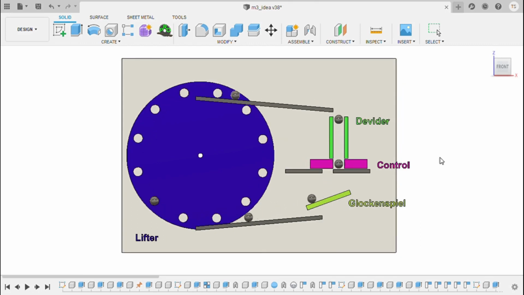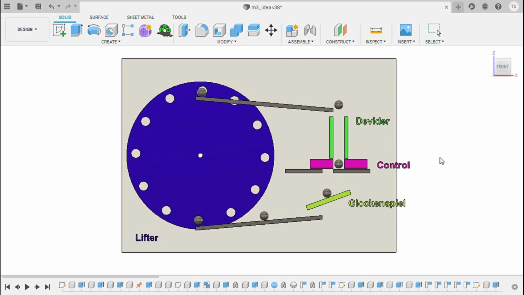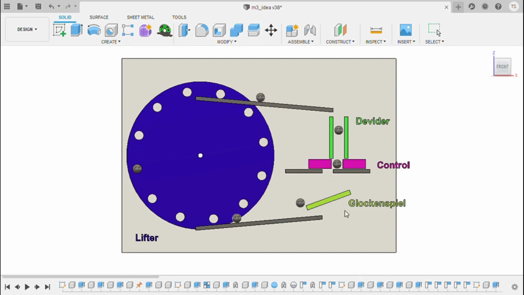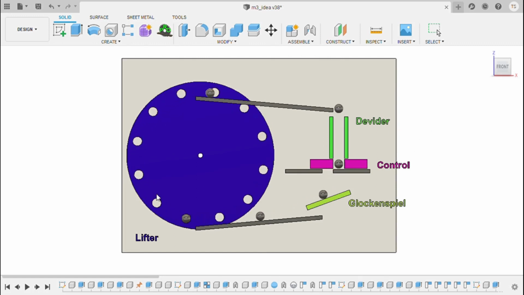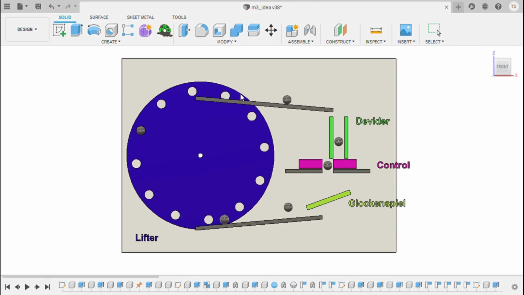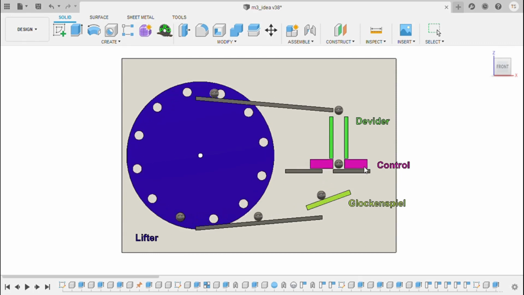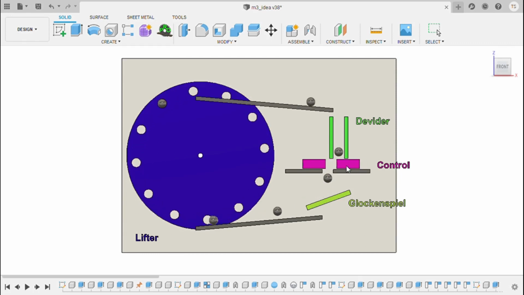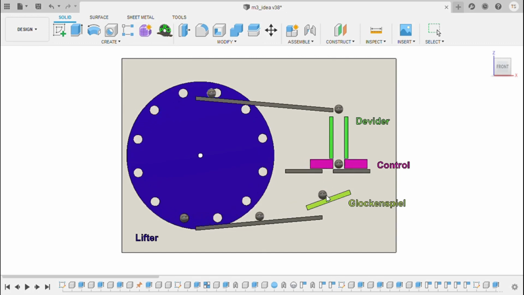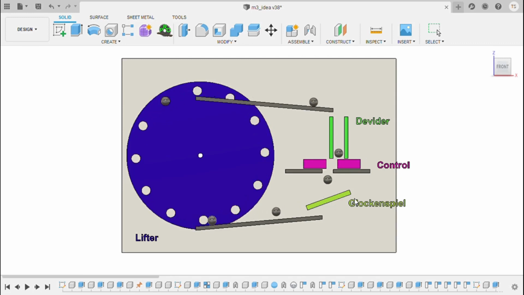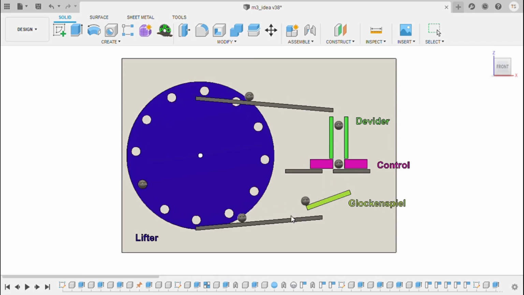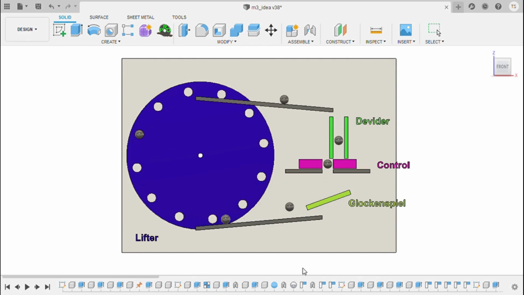This is an animation of the basic idea of the marble flow in the machine. Marbles entering here in the lifting wheel, transported up, escaping, going into the channel of the divider, and controlled by this moving device and dropped on the metal plate of the Glockenspiel at the right time, and then collected here and refed into the lifting wheel.